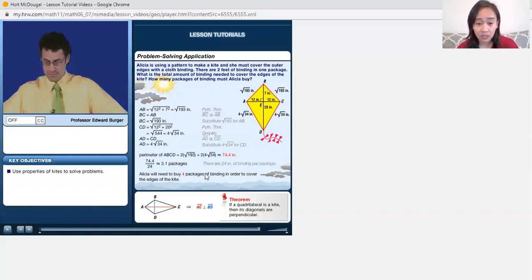So take note, you will need to buy 4 packages. We just got 3.1, but you cannot buy 3.1 packages in a store. So since it's more than 3, just round it up to 4. Not really rounding off, not the estimate, but you have to buy 4. You don't have like 2.5 packages. You cannot buy that in the store. You can just have whole numbers, 3, 4, and so on. So that's the first example.